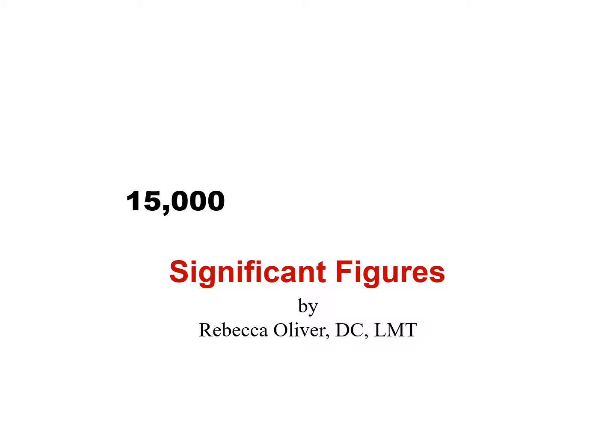We see trailing zeros. What rule deals with zeros at the right of the number? That's rule number 2. And what does rule number 2 say? Rule number 2 says trailing zeros count only when a decimal is present. And this number has no decimal, which means all 3 of those zeros don't count, and 15,000 has only 2 significant figures.